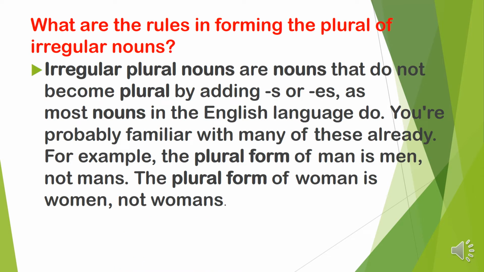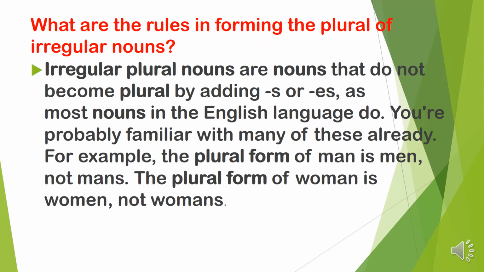What are the rules in forming the plural of irregular nouns? Irregular plural nouns are nouns that do not become plural by adding s or es, as most nouns in the English language do. You're probably familiar with many of these already. Remember, my dear viewers, for example, the plural form of man is men, not mans. Absolutely, class, if you write mans, that is not correct. We're talking about how to identify or form the irregular plural form of nouns.